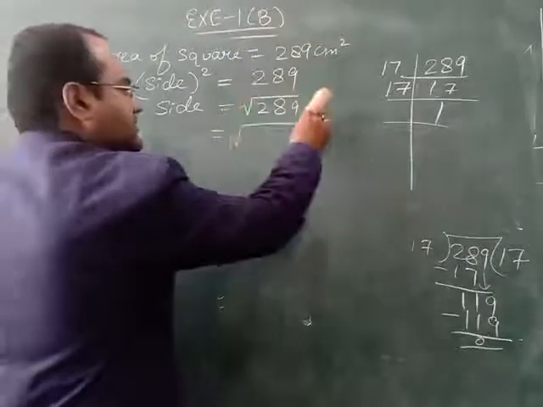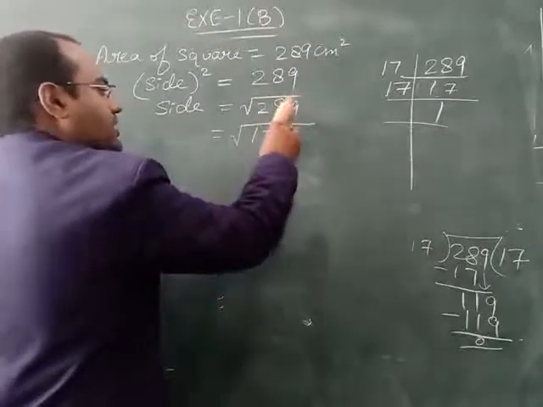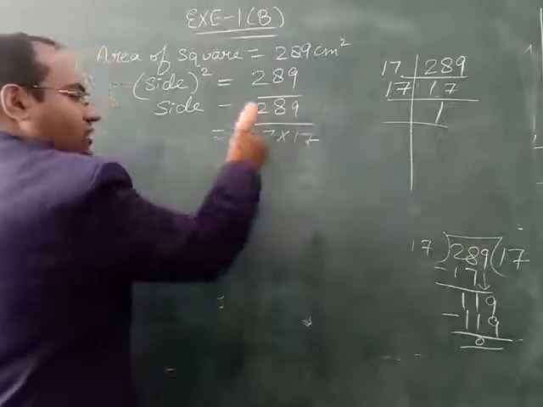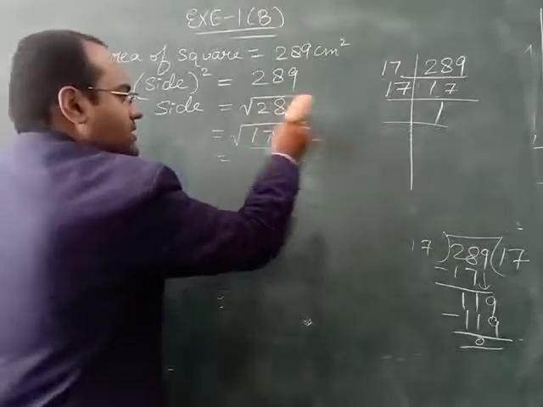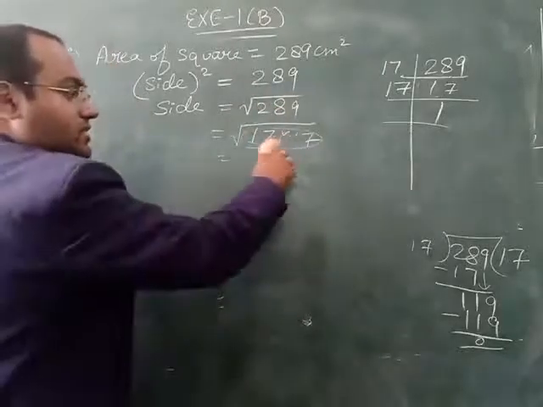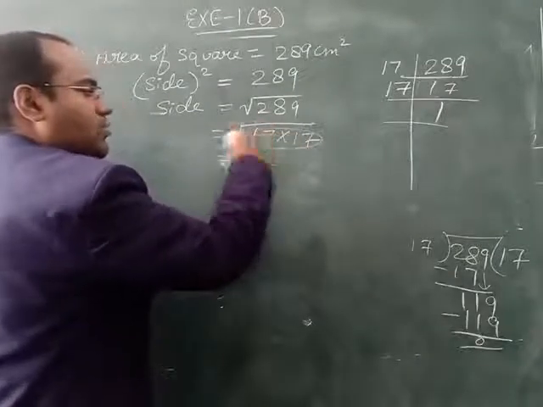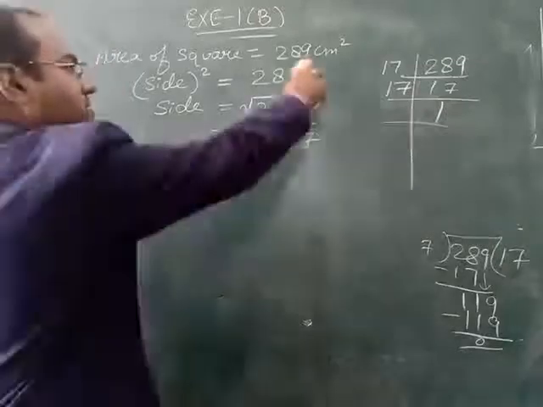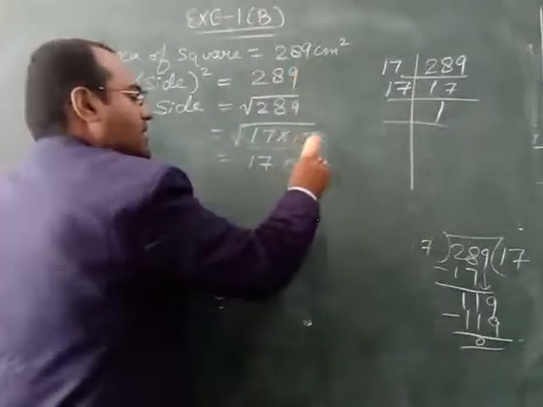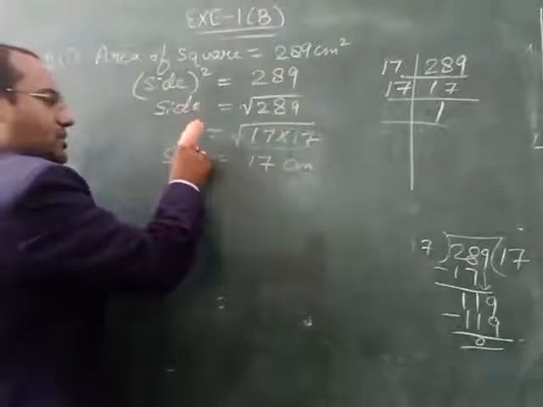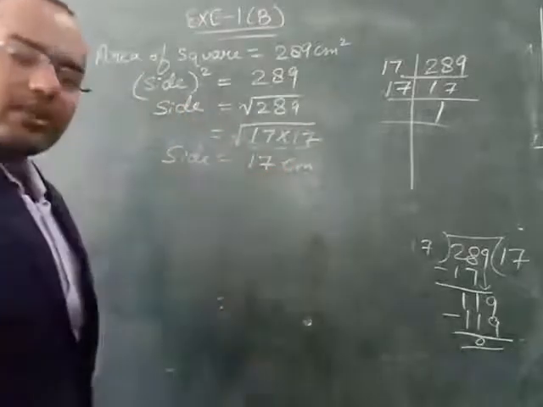Root 289 is 17 multiplied by 17. When we remove this square root sign, these double 17, we will write it a single time and the root will get removed. This is centimeter square, but we are writing here the side. This is the answer of side, so side will come in centimeter.